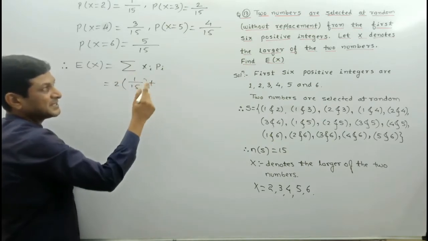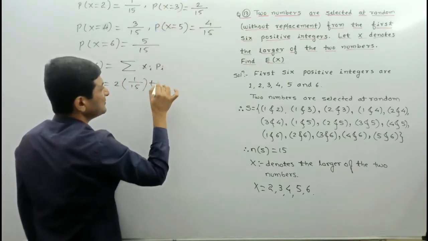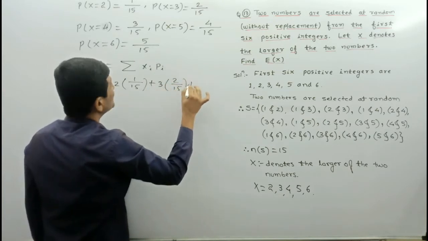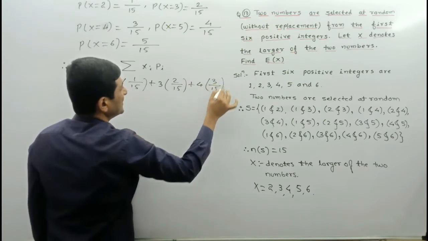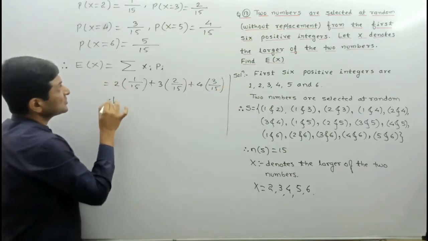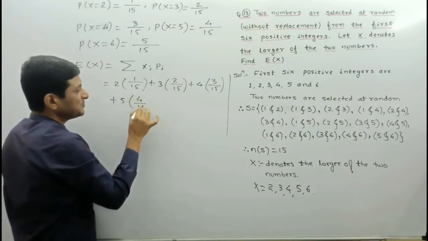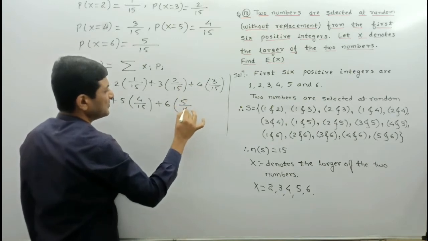and summation means plus. Now in the second case, what is the value of X? 3 and its probability is 2/15. Means 3 into 2/15 plus then what? 4 into 3/15. Later on plus 5 into 4/15 plus 6 into 5/15.